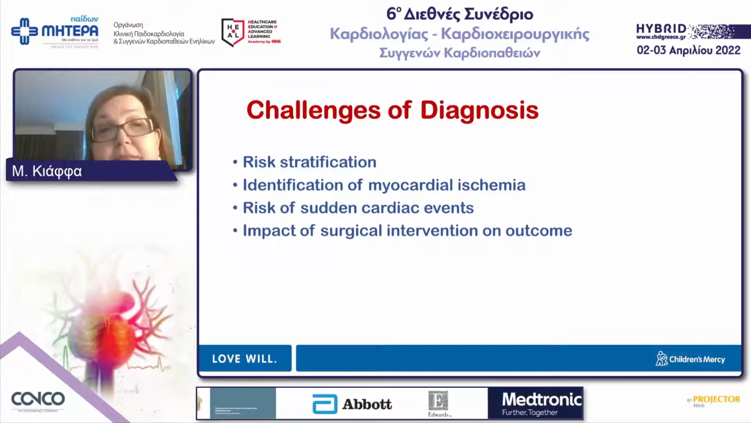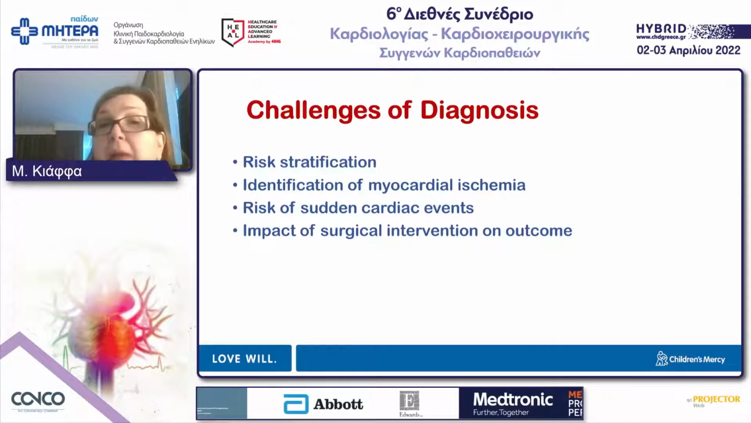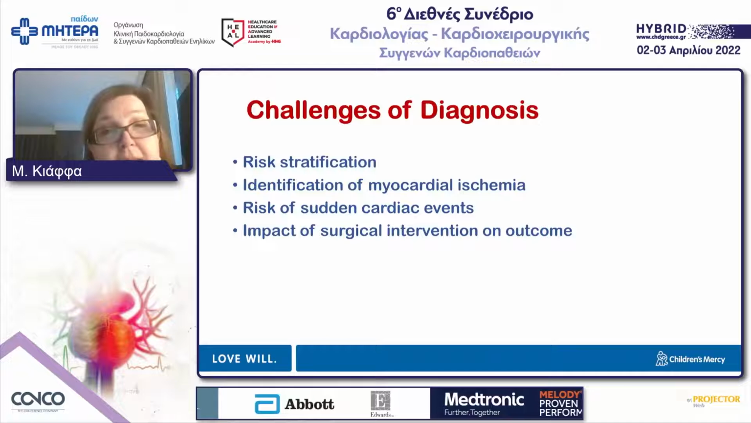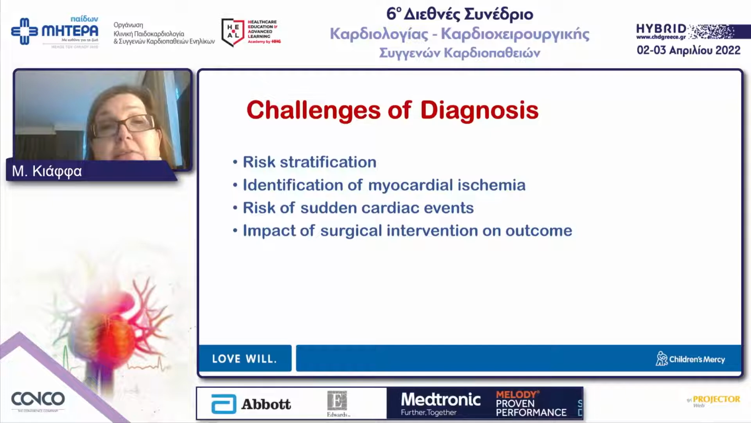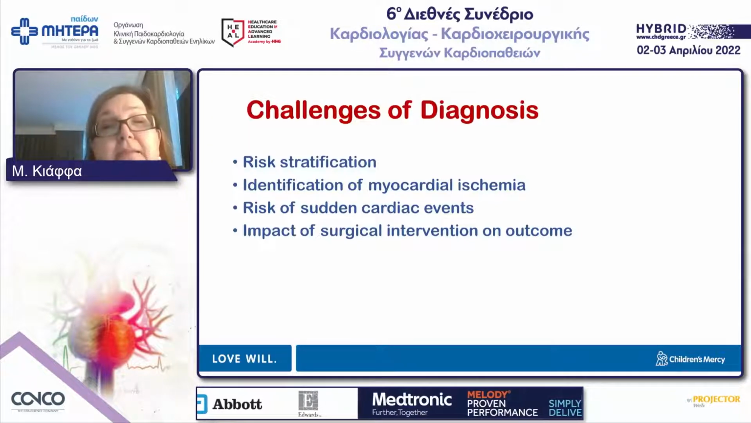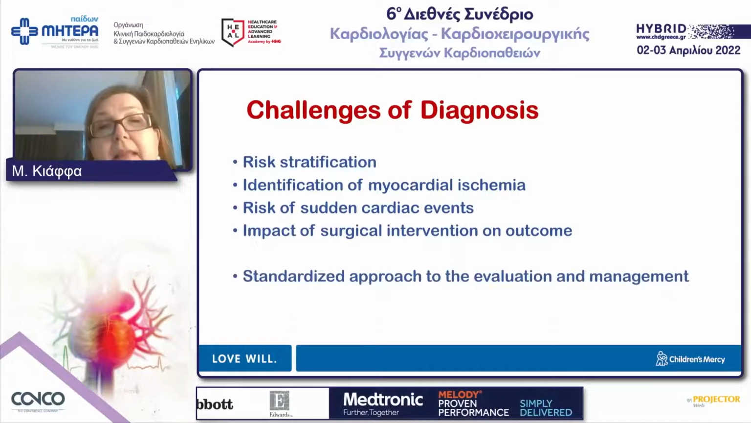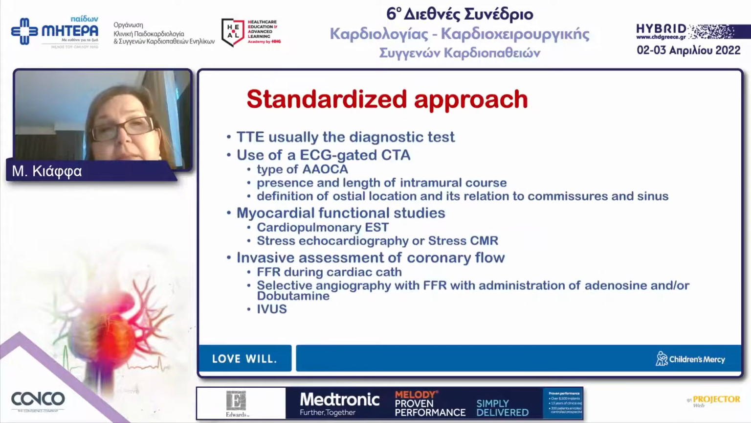Now, the challenge of the diagnosis is the risk stratification of those patients. We have to identify myocardial ischemia, but it's not always easy. We have to identify who is at risk for sudden cardiac events. That's not easy either. And of course, we have to know what the impact of surgical intervention on outcome is, especially when we don't have symptoms and we have incidental findings. That might be helped by a standardized approach to evaluation and management.